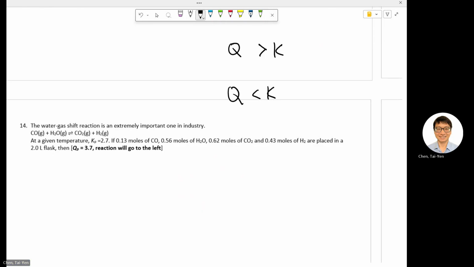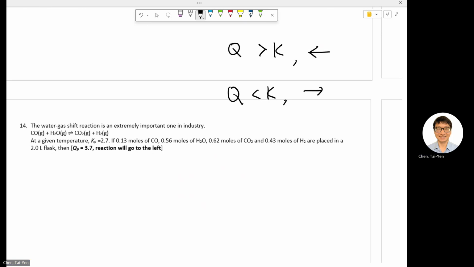So if this is true, then it will move to the left. If that is true, it will move to the right. These are the only two possible answers. If you see a question that says Q larger than K, but move to the product side, it cannot be true. Similarly, if it says Q smaller than K, then it should move to the product side. But if the choice says move to the reactant side, then it cannot be the answer either.